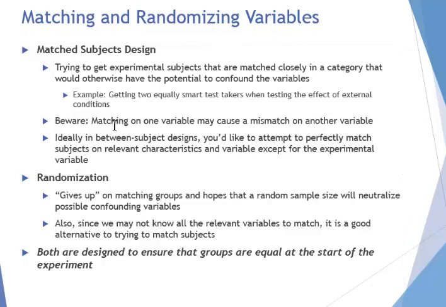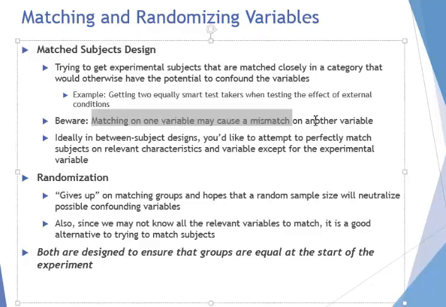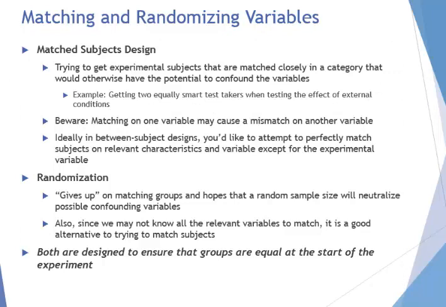And of course, one problem with that is matching on one variable may cause a mismatch in the other. You get two people who may have the same intelligence, but maybe they have different stamina levels, or maybe they're at different stages of health, or whatever it is. Ideally, what we'd like to try to do is to attempt to perfectly match subjects on relevant characteristics, except for the experimental variable. Try to get rid of all possible confounding variables. Sometimes that's impossible. Sometimes you have to realize you're just never going to be able to match the subjects.